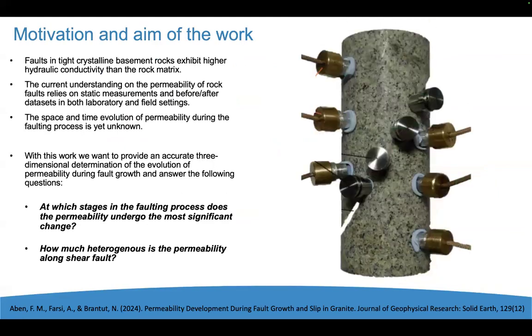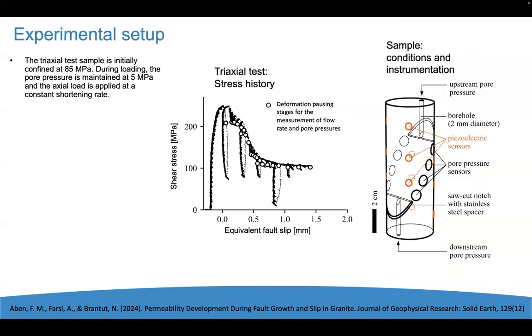So basically, we had to develop this very sophisticated experimental apparatus to extract pore pressure heterogeneity measurements, acoustic emissions, and obviously stress and strain measurements during a triaxial test, and conduct some flow tests. But I'm going to explain this in detail with this slide. So a sample was initially confined at 85 MPa, and during loading, the pore pressure was maintained at 5 MPa, and the axial load is applied at a constant shortening rate.